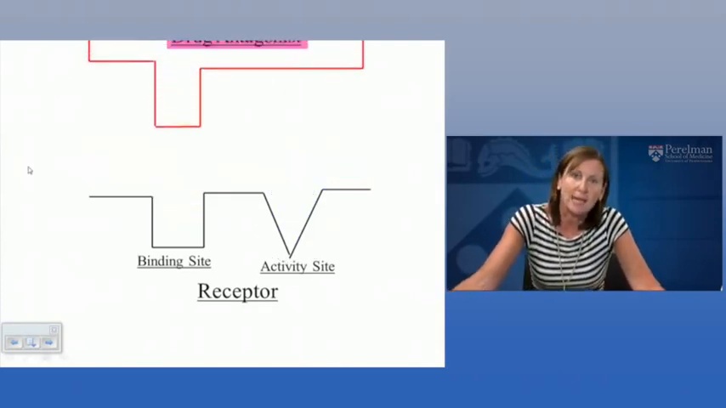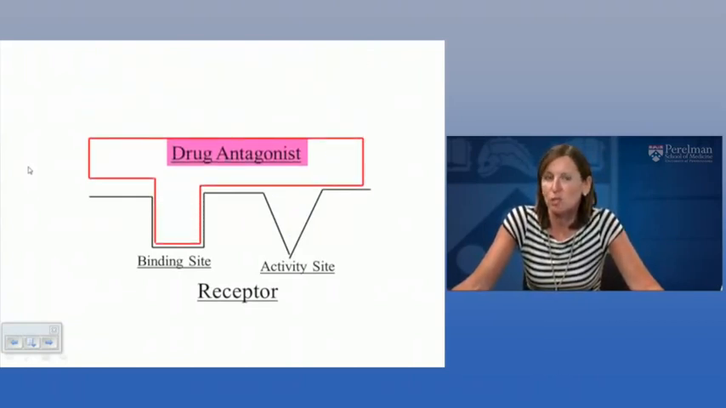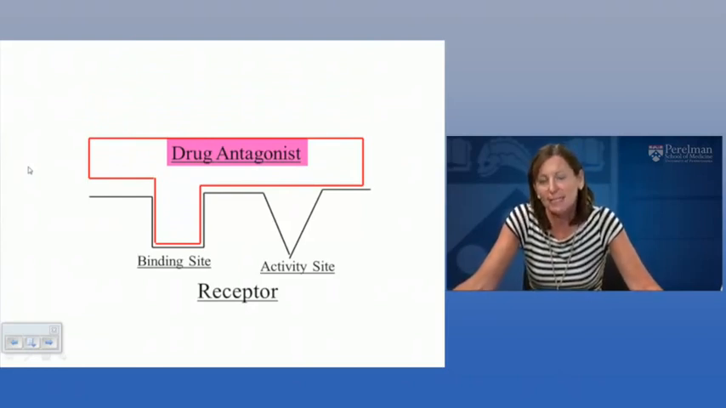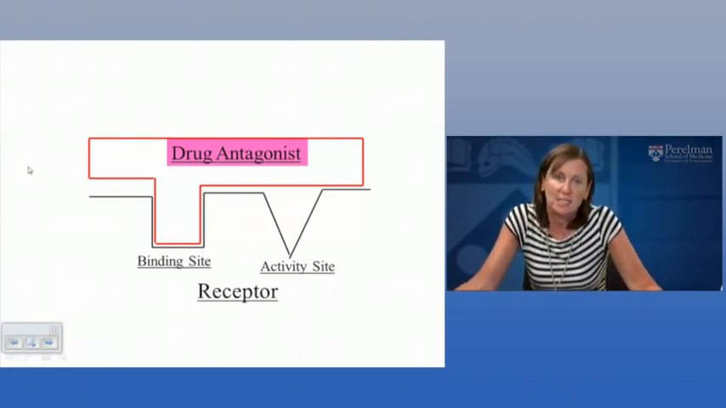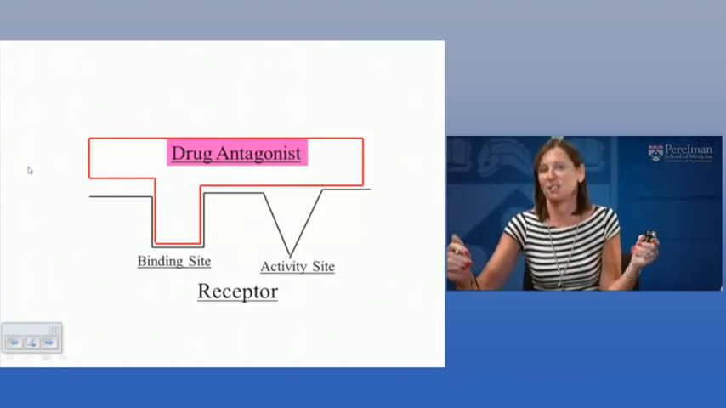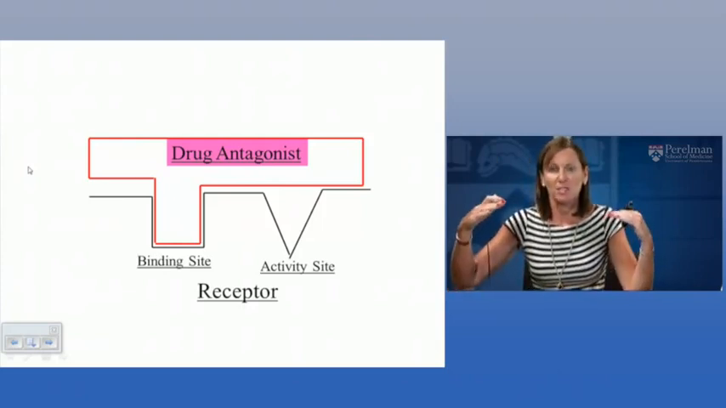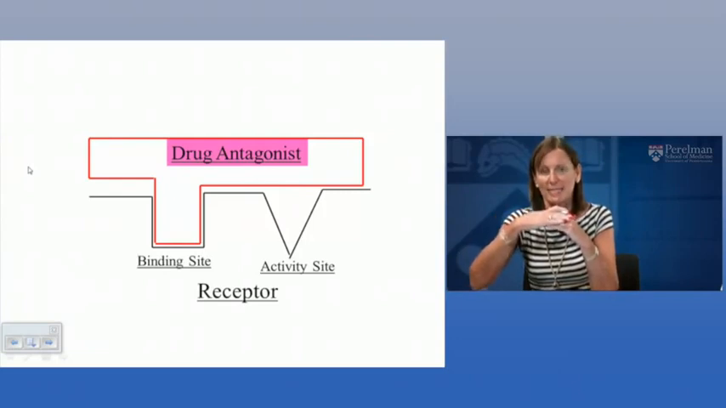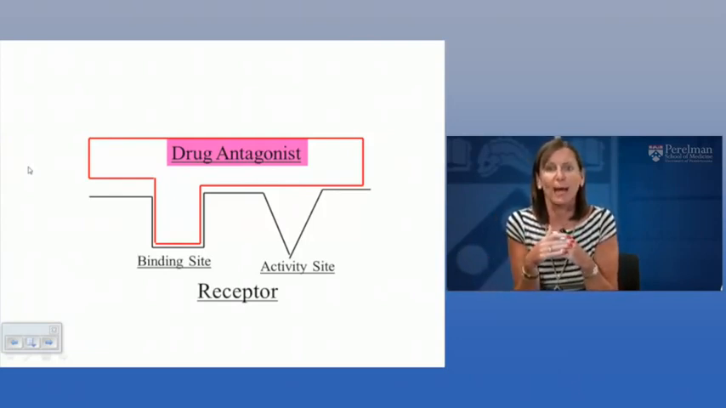Let's move on to another example, and in this case, it's an antagonist. So the drug is binding to the receptor, but remember our definition of the antagonist. It prevents the activation of the active site of the receptor. So in this example, it shows the drug literally covering the activity site. And this is, of course, a ridiculous degree of oversimplification. But the concept here is that the antagonist in situ prevents the natural agonist from binding.